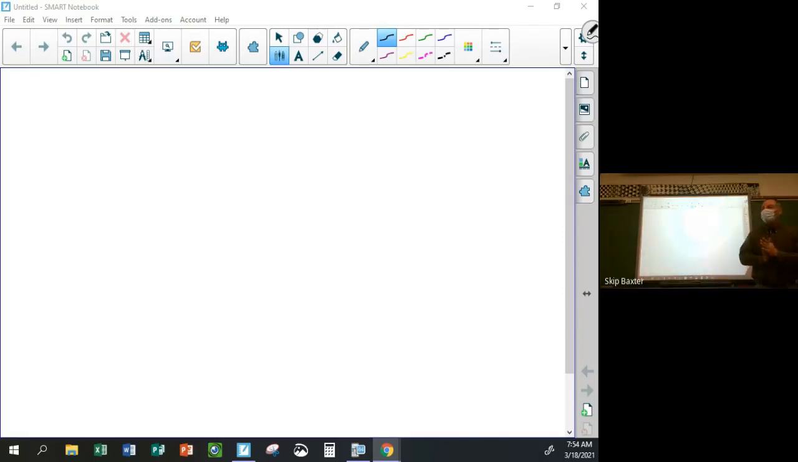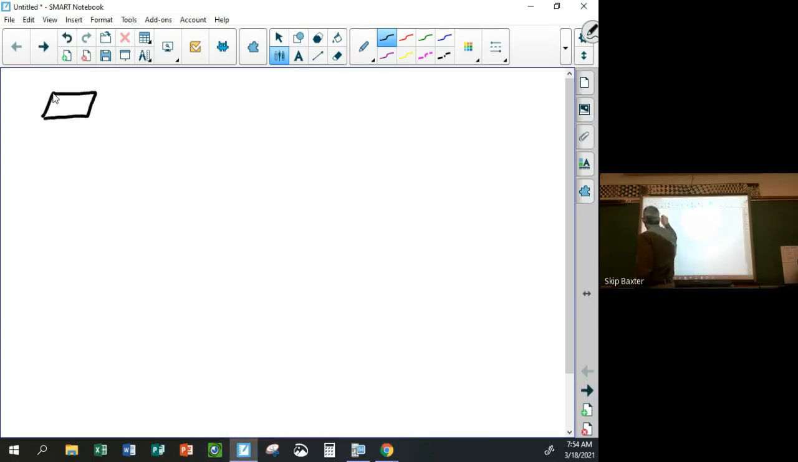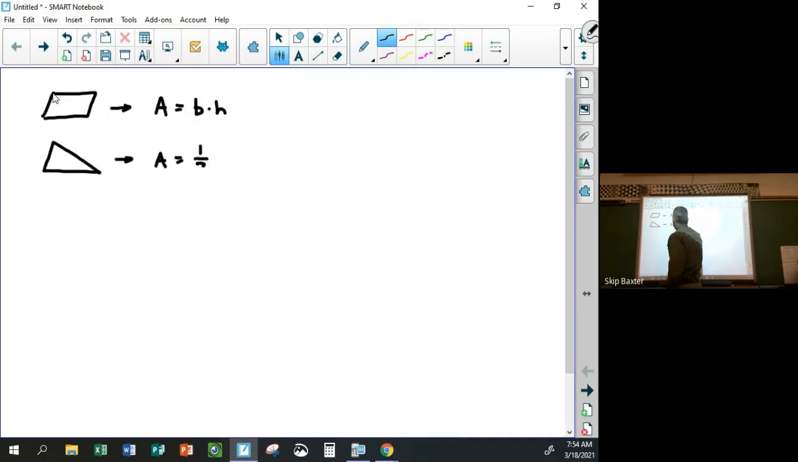All right. So the other day we were talking about area of a triangle and area of a parallelogram. Any questions on those formulas? So remember, for a parallelogram, the formula is area equals base times height. For a triangle, the formula is area equals 1/2 base times height.